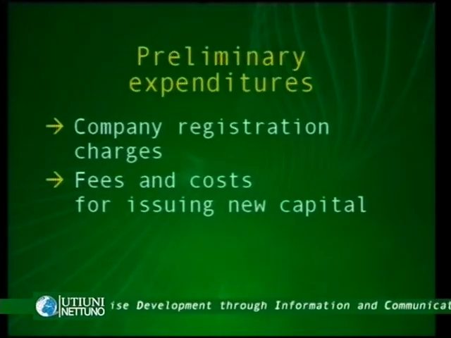The second component of preliminary expenditure is fees and costs for issuing new capital. What does that mean? As we explained in the previous class, in order to realize a new project and to buy the fixed assets and to raise the new capital, you have to ask investors to provide money. So raising these financial resources that are needed for a project sometimes can be costly. This cost is higher when you have a more complex financial structure.